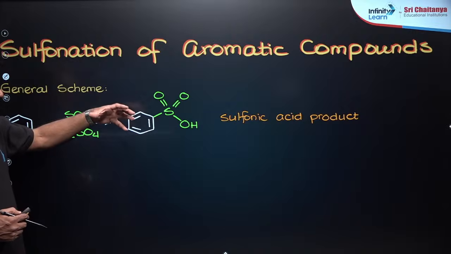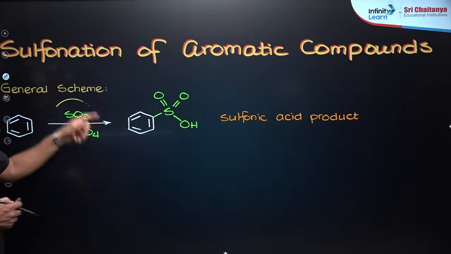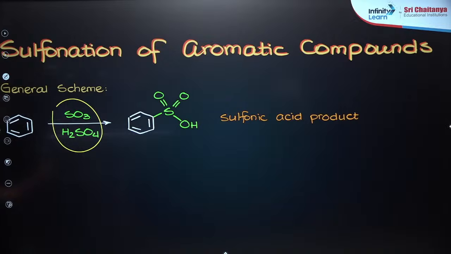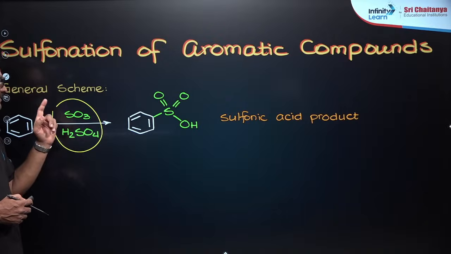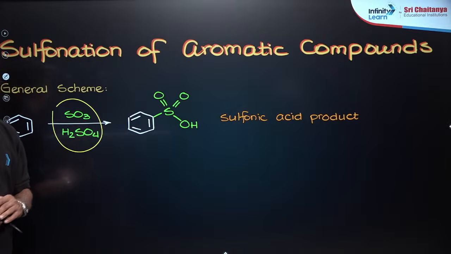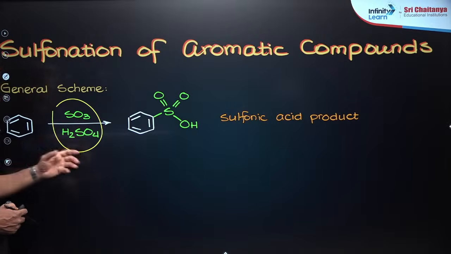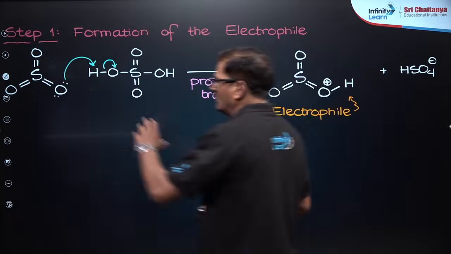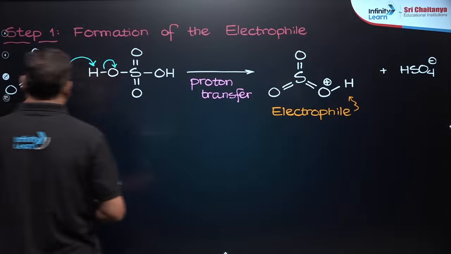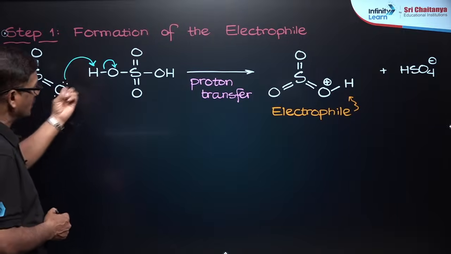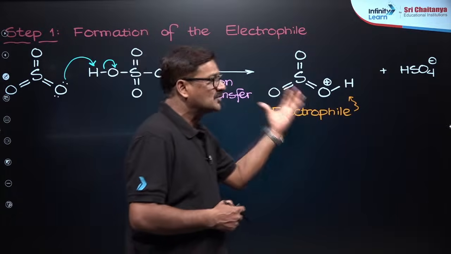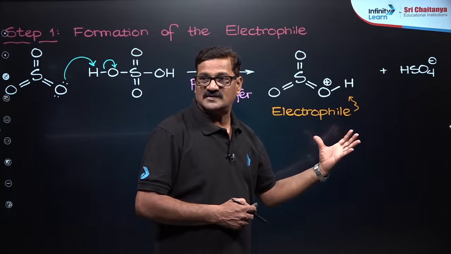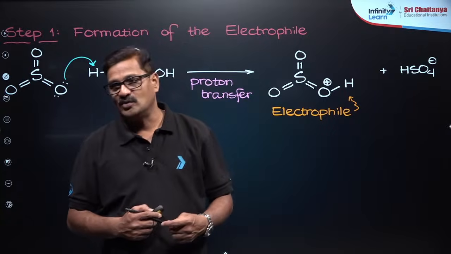How is this generated? You are going to use a mixture of sulfur trioxide and concentrated sulfuric acid, and this is called fuming sulfuric acid. In this fuming sulfuric acid, the pi bond of the sulfur trioxide is going to abstract the proton to give rise to an electrophile. So which of the following is an electrophile in this reaction is going to be a very good question.